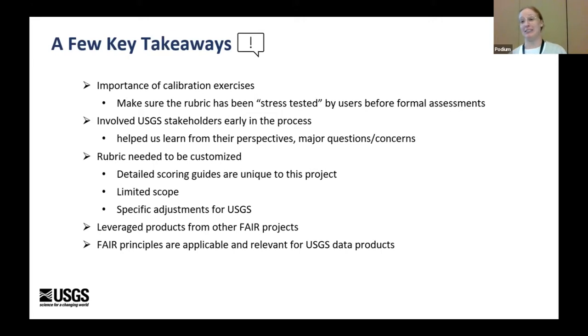Just to summarize some of the lessons learned, because again, it's an ongoing project, but we have learned a few things so far. Calibration is important, as is getting input from potential users early in the process. There was a lot of customization, especially with the detailed scoring guide that we included. Even if the same rubric were applied to different projects, that scoring guide might look a little bit different. Existing FAIR matrices and guidelines were extremely helpful. And lastly, taking a really high level view of this project, it highlighted for us how applicable and relevant the FAIR principles were for USGS. I think that this will be even more clear once we start applying the results.